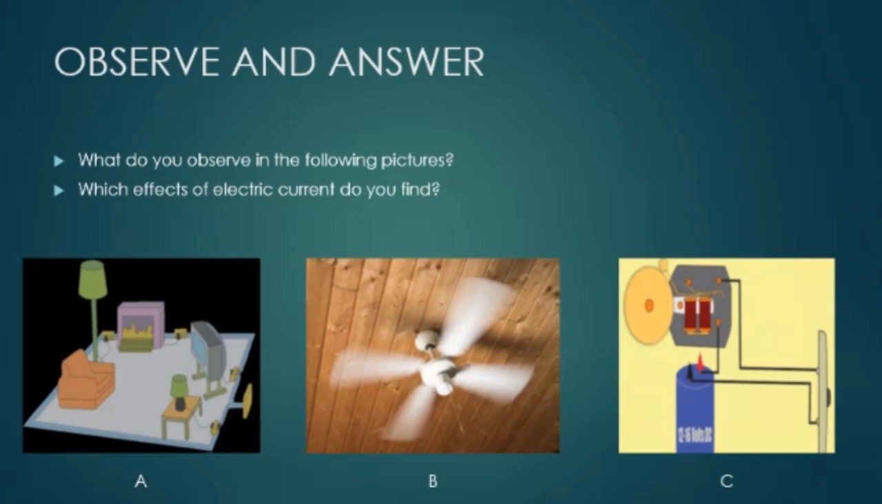Are you getting it? So with the help of these pictures, what can you conclude? You can conclude that electrical energy gets converted into different forms of energy, and that is called the effects of electric current. One by one, in this chapter, we will try to understand the different effects of electric current: the magnetic effect of electric current, the heating effect of electric current, all of these concepts. Understood?